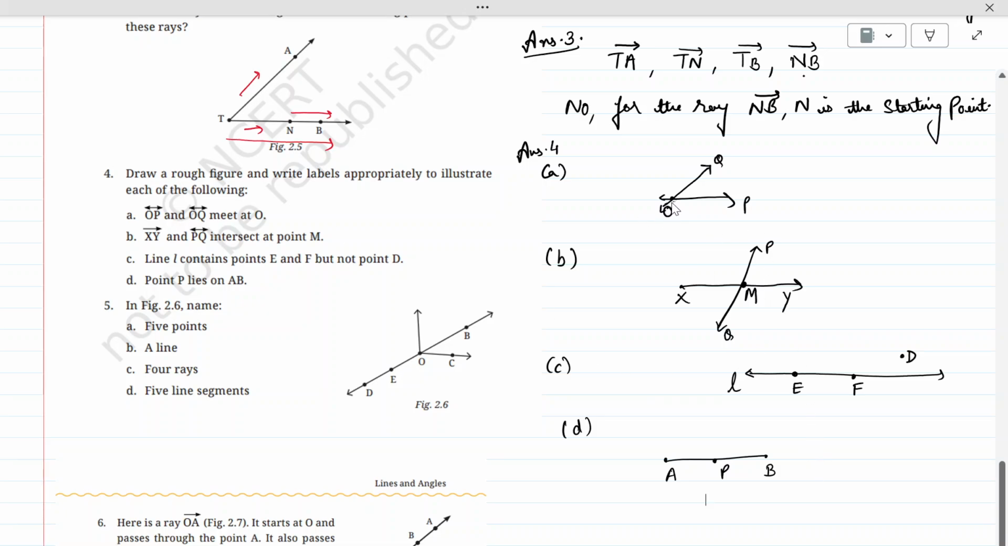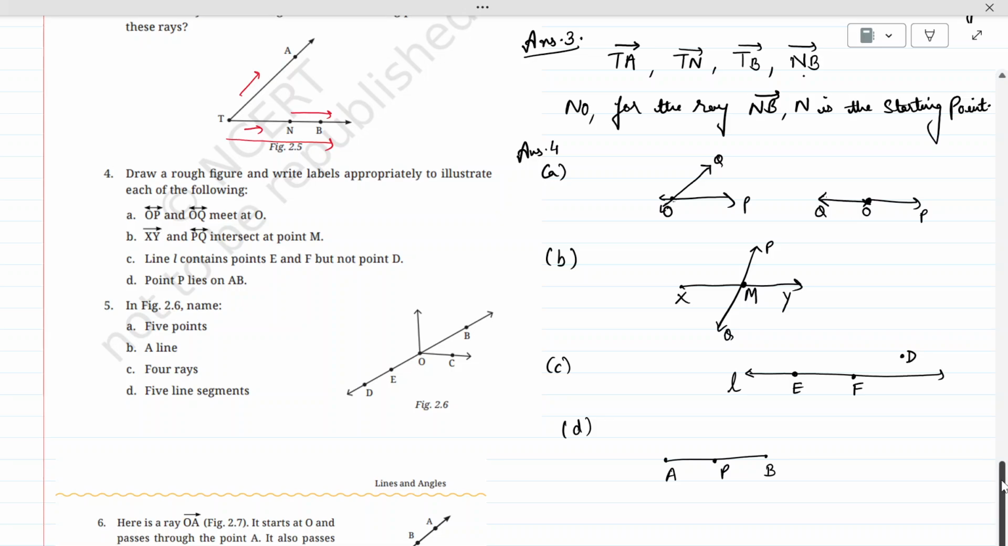Okay, and this is meeting, so I could also draw it like this. This is one way to draw this. Otherwise, I can also draw it something like this, that this is a O point, this is a P point, this is a Q point. Okay, and they are meeting here. So anyways, we can do it.